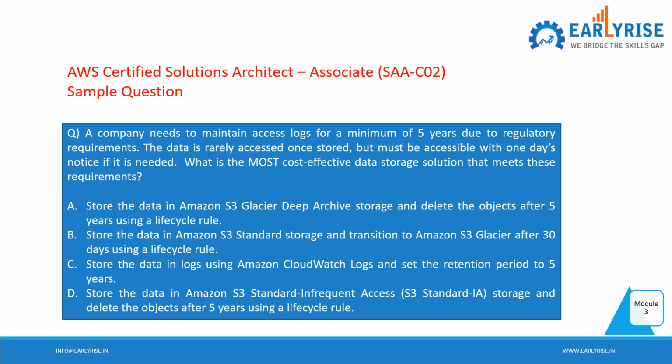Now D is store the data in S3 Standard Infrequent Access storage and delete the objects after 5 years using a lifecycle rule. So why should we store in IA? Because we don't want to access it frequently. So which one is better, Natras, A or D? I think D is also infrequent access, but with respect to cost, I think A is better. You got it. Correct.